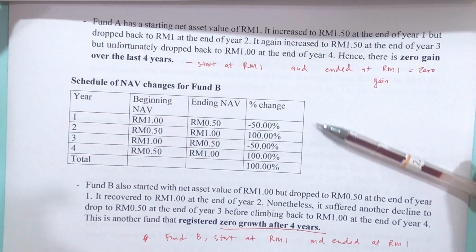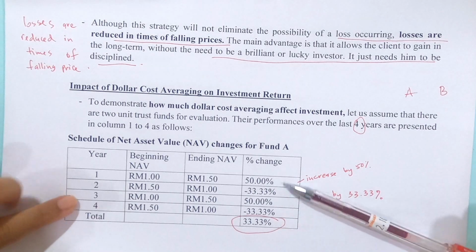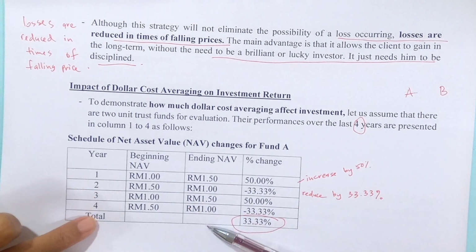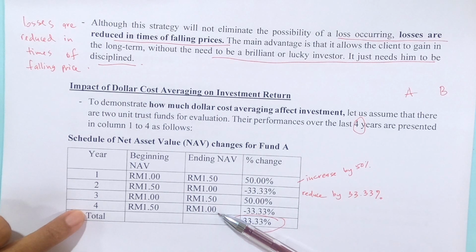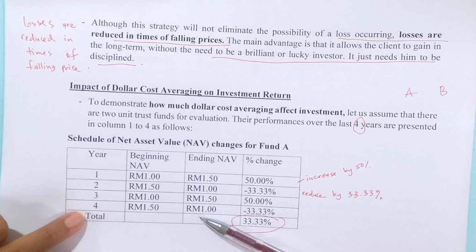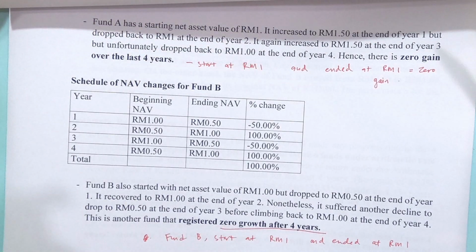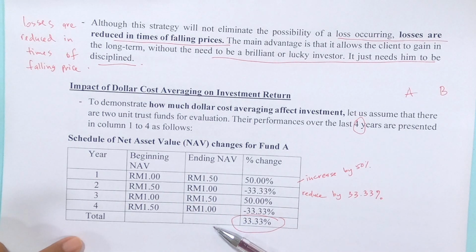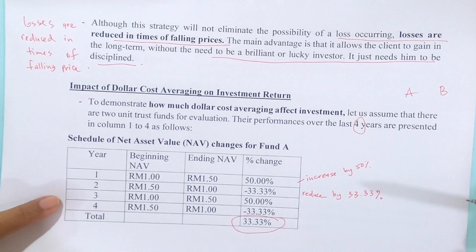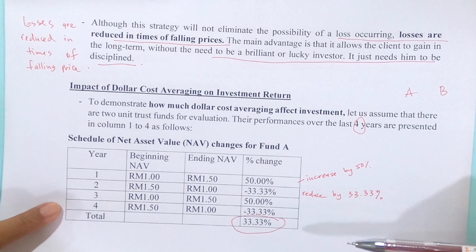Alright, now we are going to look at the information on Fund B. But if I get back to Fund A, you can see that over these 4 years, the beginning NAV is 1 ringgit, and the ending net asset value at the end of the fourth year is also 1 ringgit. Looking at this information, we can simply jump to the conclusion that Fund A made no profit, because the beginning and the ending net asset value are similar. So it seems like zero profit for Fund A. That is the simple layman analysis of evaluating Fund A.